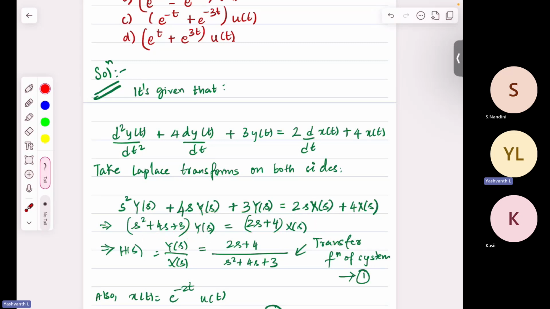Now what we know is that the transfer function is given by the ratio of output to input, so the output Laplace transform to the input Laplace transform. So basically, bring this x of s to the left hand side and s squared plus 4s plus 3 to the right hand side. So what you get is y of s by x of s equals 2s plus 4 divided by s squared plus 4s plus 3, which is nothing but the transfer function h of s. So we found the transfer function.